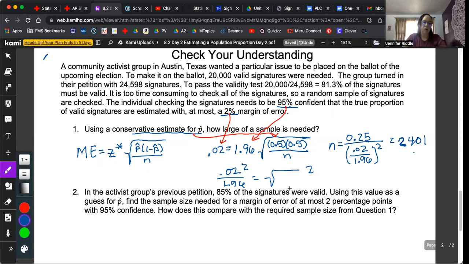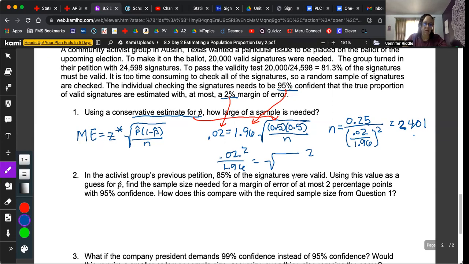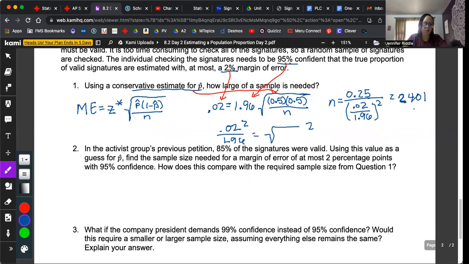Okay, so part two. In the activist group's previous petition, 85% of the signatures were valid. Using this value as a guess for p hat, find the sample size needed for a margin of error of at most 2 percentage points with 95% confidence. How does this compare with the required sample size from question 1? So now we have a p hat. Instead of using a conservative estimate, we can use this 0.85.